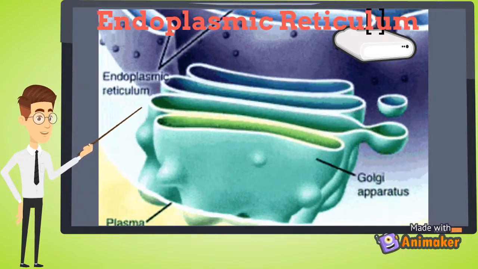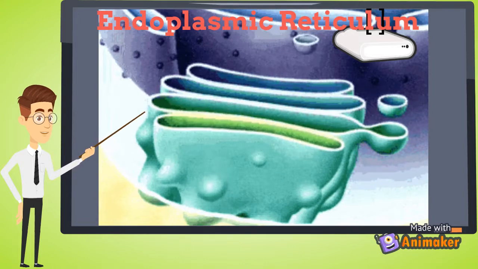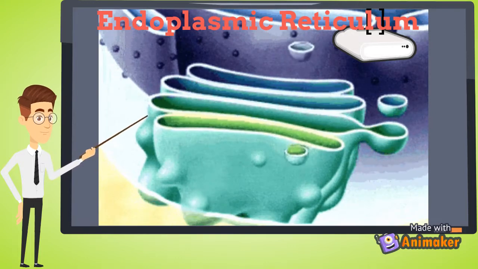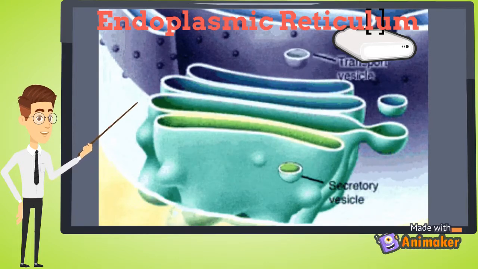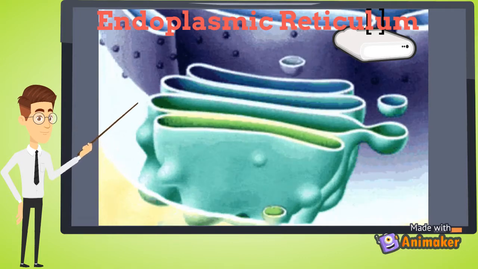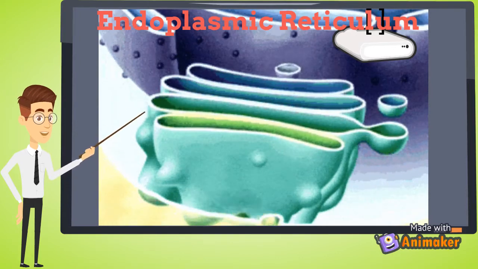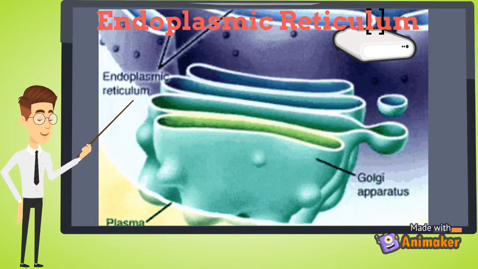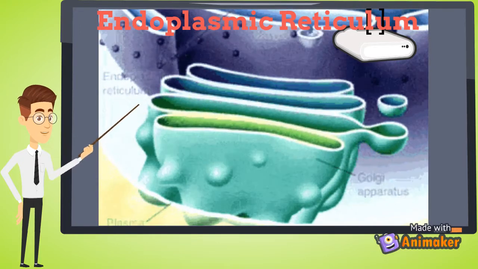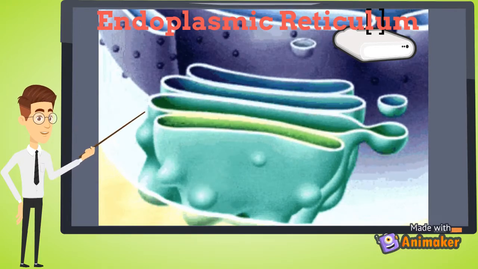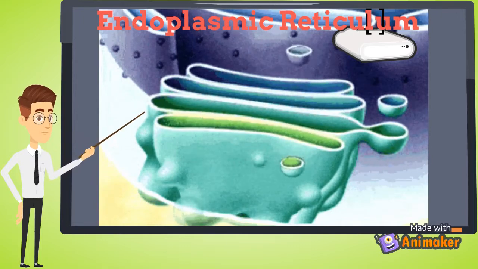There are two types of ER. Rough ER has ribosomes attached to it, and smooth ER doesn't have ribosomes attached to it. The endoplasmic reticulum is a membrane-enclosed passageway for transporting materials such as the proteins synthesized by ribosomes.